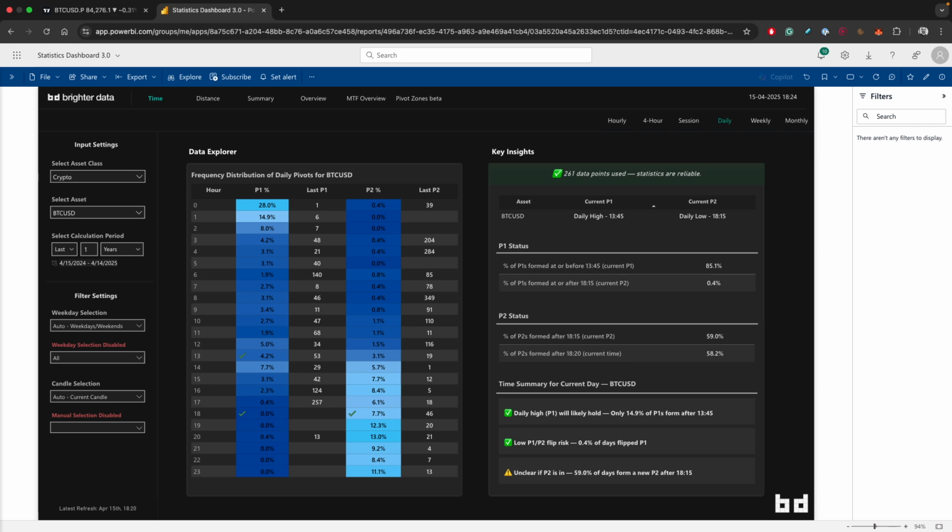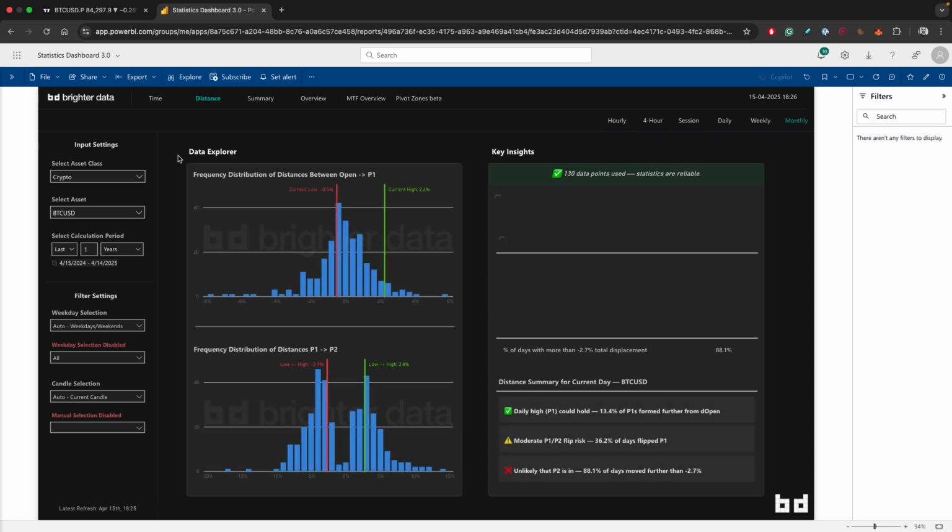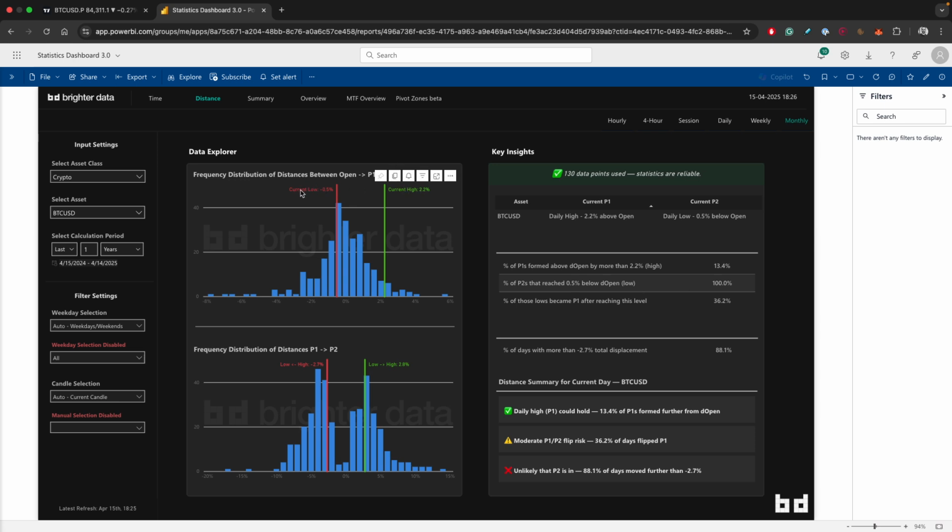And I don't see any questions, so I guess it does. So without further ado, let me go into the next page, which also changed a little bit. This one is more towards what it was. This one you already know, it's quite intuitive as well. So on this chart, we know the frequency distribution of distance between the open and the P1. We can see that the current high is here and the current low is here. And this is actually an uncommon place for P1.